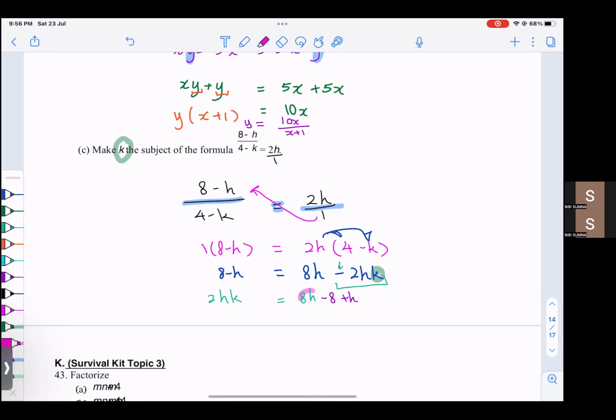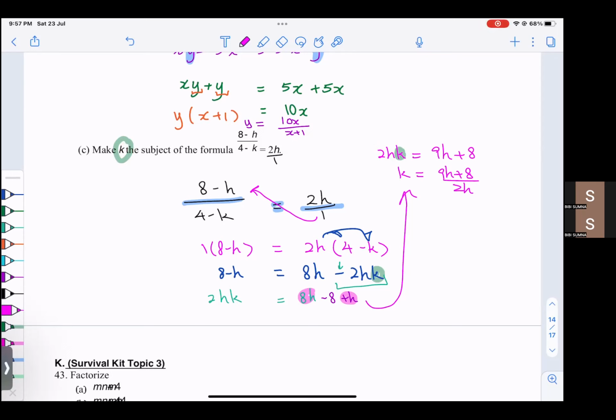Yep, here. 8 apples plus 1 apple, you get... I'll just continue here. So 2hk equals 8 plus 1. Yes, 9h. And then from here, remember, we just need k. We don't need anything else. So what do we do? It's times here, so you will be dividing on the other side.